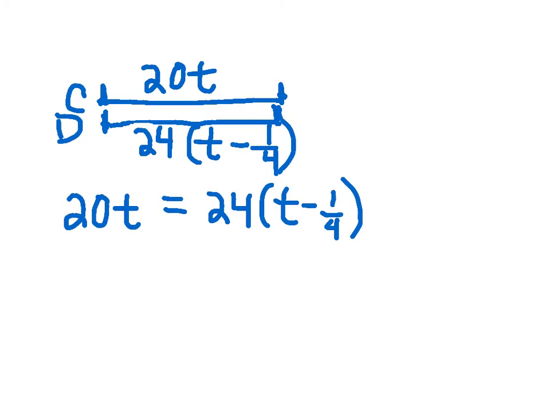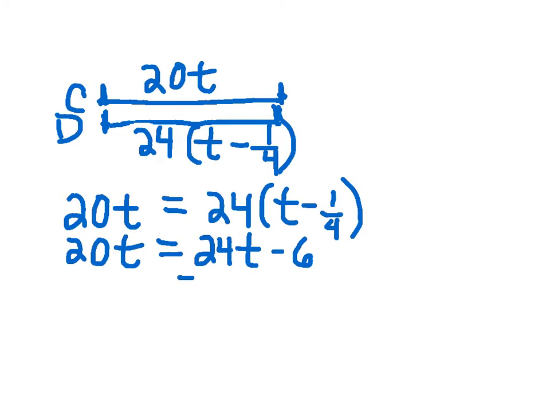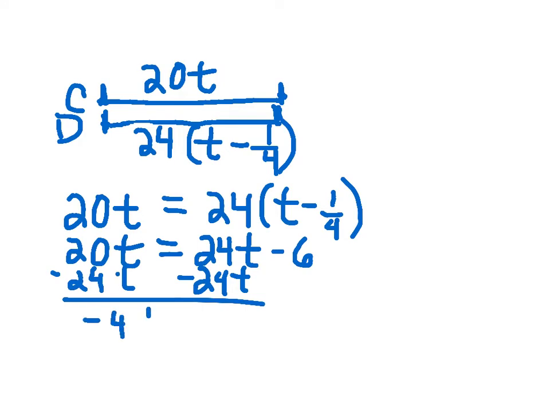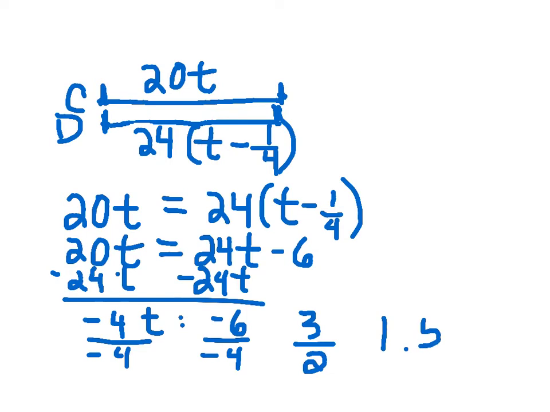Now, sometimes kids have more problems with the fractions than anything else. So 20t equals 24 times t, which is clearly 24t. And then 24 times 1/4 is like saying a fourth of 24, so that's minus 6. When I do this, I've got negative 4t equals negative 6. So t equals 3 over 2. 3 over 2 is 1.5. In our chart, we said that Carla's time was going to be t. So that means Carla is traveling for 1.5 hours.